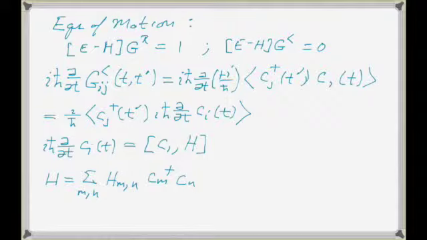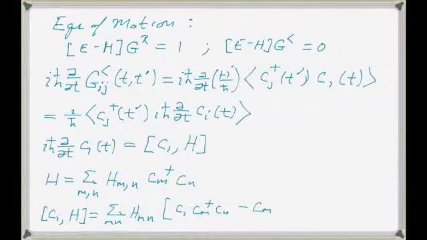And now we have to evaluate the commutator of that with our Ci, right? So [Ci, H] is equal to the sum over m,n of H_mn times [Ci, Cm† Cn − Cm† Cn Ci]. So we get to evaluate that thing in the brackets.